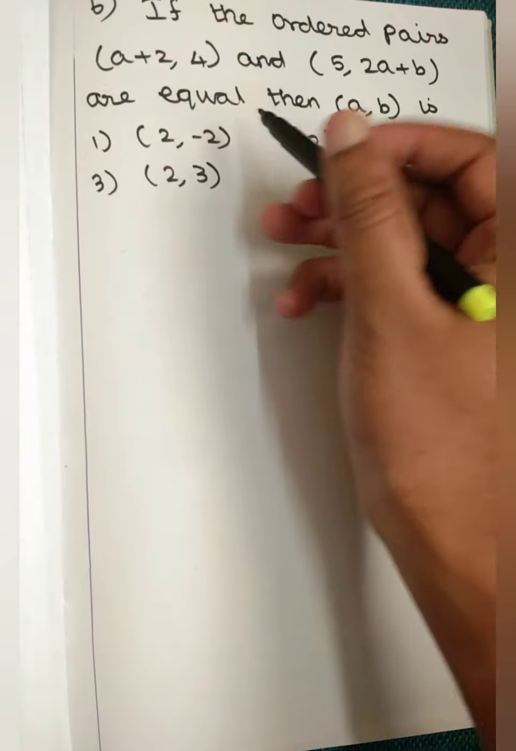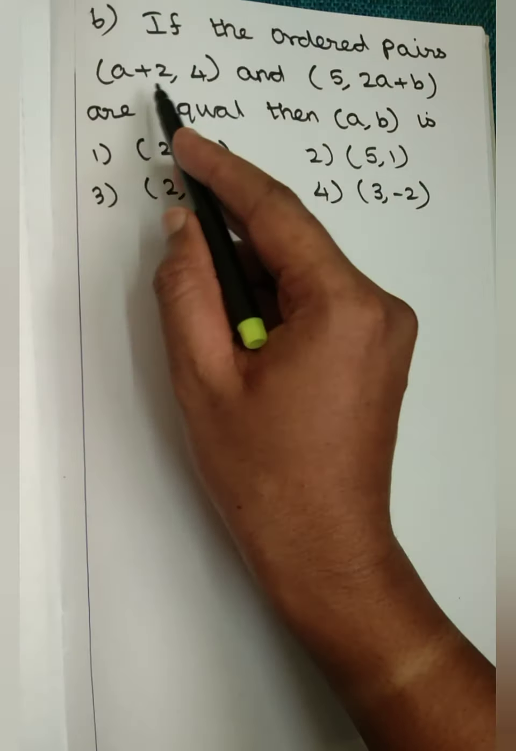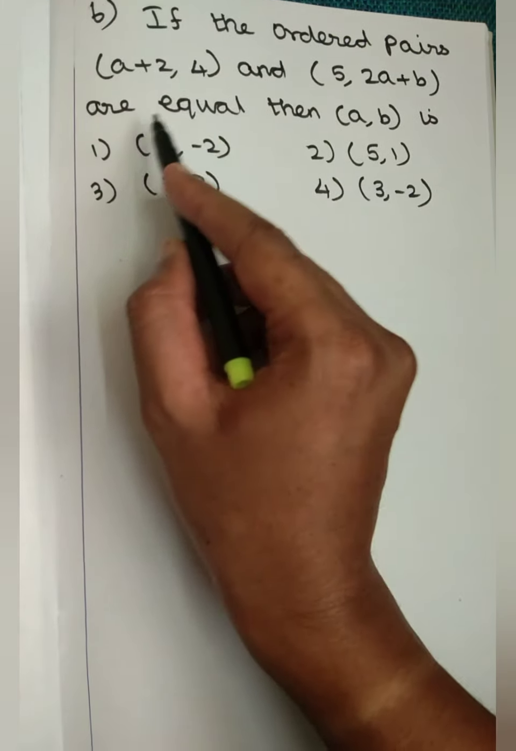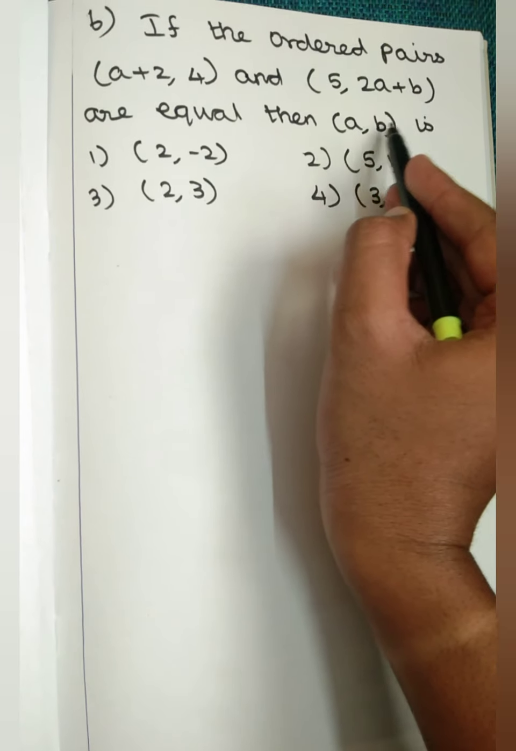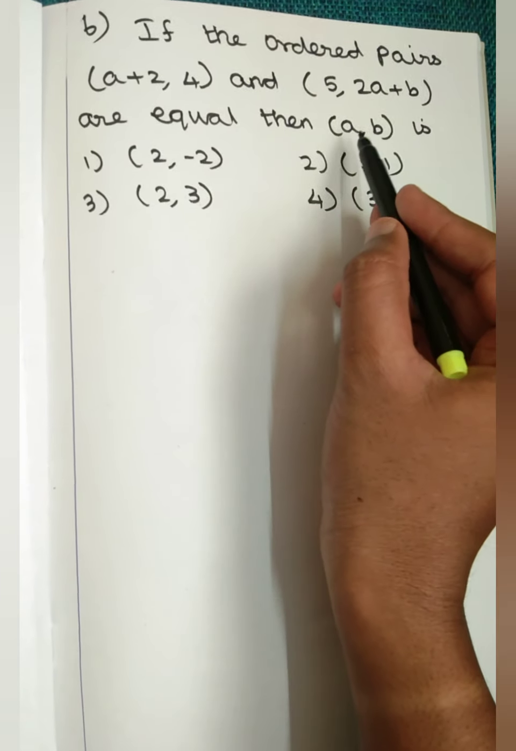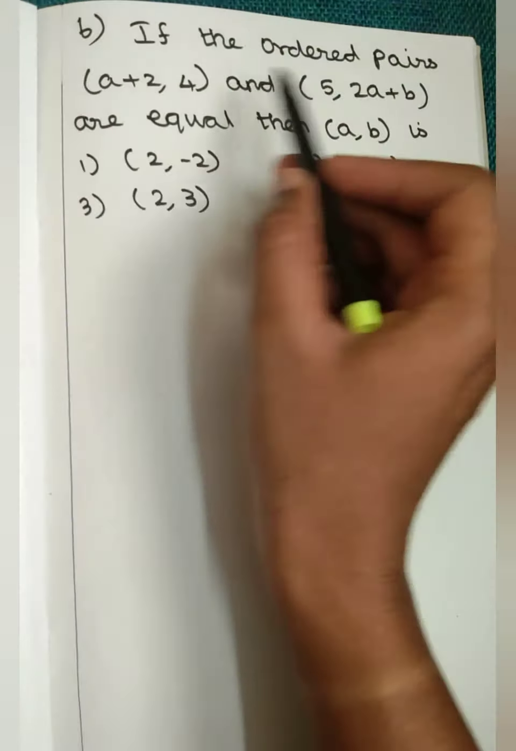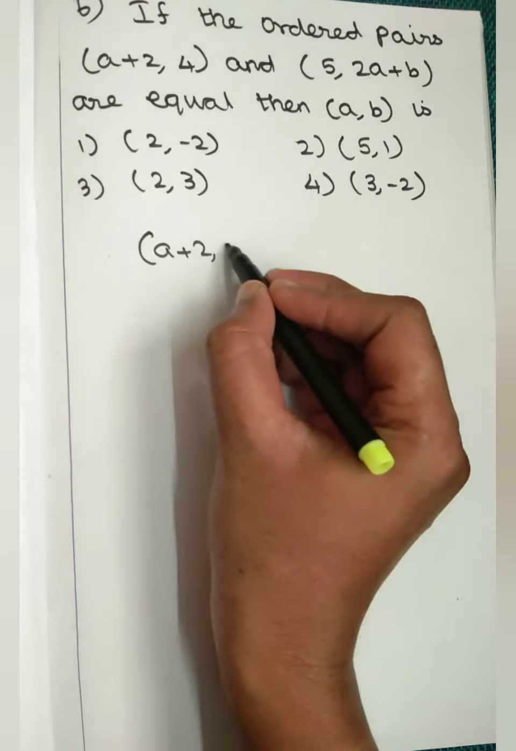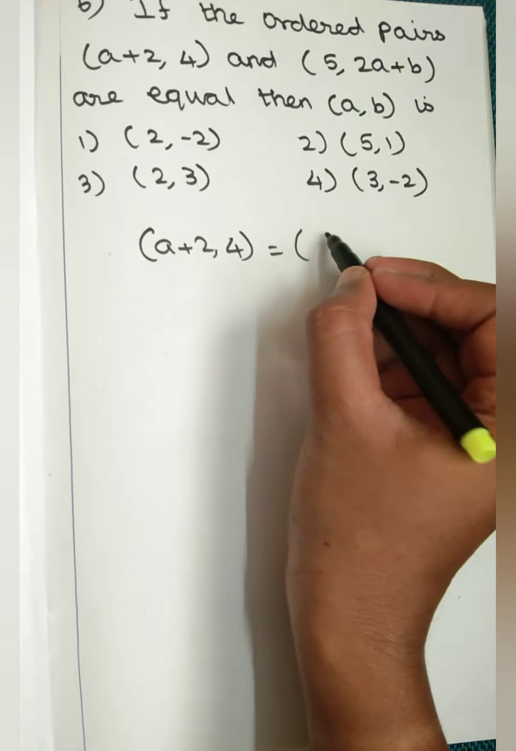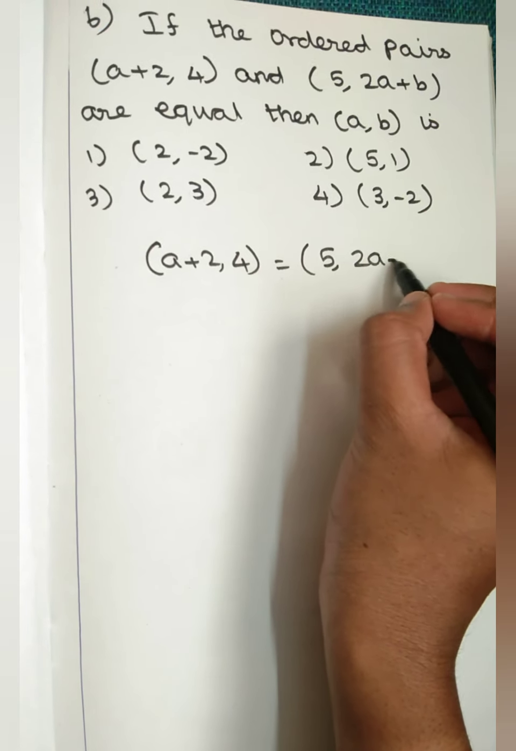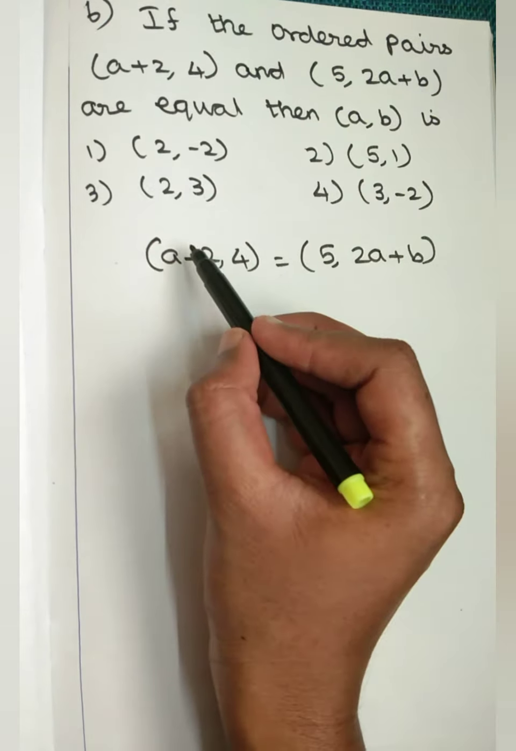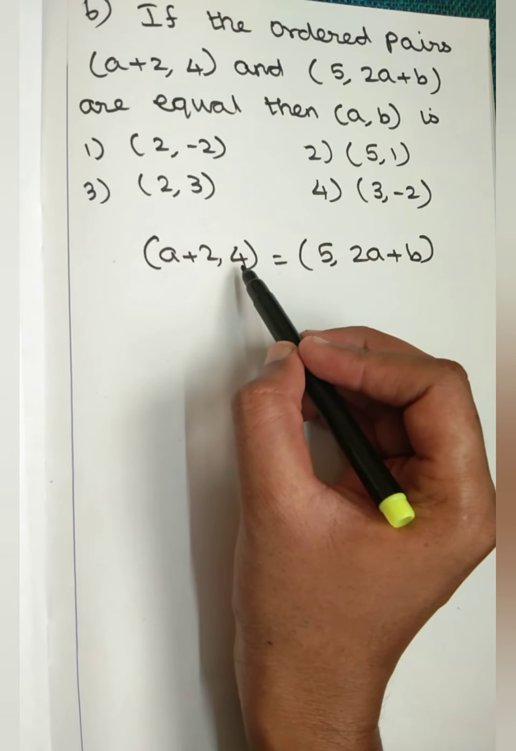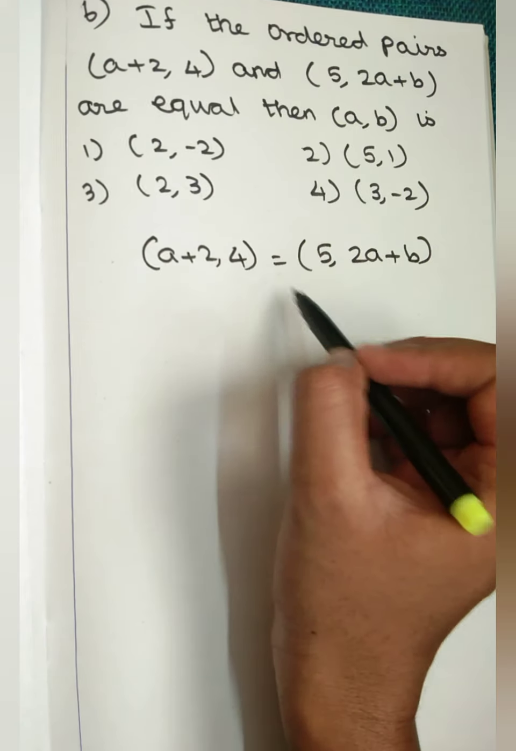Sixth question. If the ordered pairs (a plus 2, 4) and (5, 2a plus b) are equal, then (a, b) is. We want to find the value of a and b. Given that the ordered pairs are equal, (a plus 2, 4) equals (5, 2a plus b). X coordinate and here x coordinate will be equal, and y ordinate, here y ordinate will be equal.